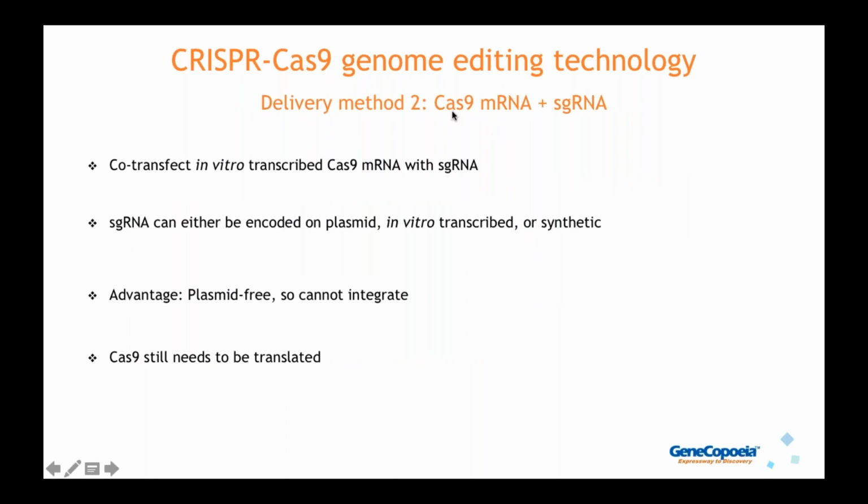Delivery method 2 is to use RNA delivery methods. So one can co-transfect in vitro transcribed Cas9 mRNA with sgRNA. And the sgRNA can be either encoded on a plasmid, in vitro transcribed, or synthetic. The major advantage is that this is plasmid free, so it cannot integrate. But Cas9 still needs to be translated, and the Cas9 mRNA, while it does work, you do have to be careful. Like a lot of other in vitro transcribed mRNA, it can be unstable, so you have to be very careful with its handling.